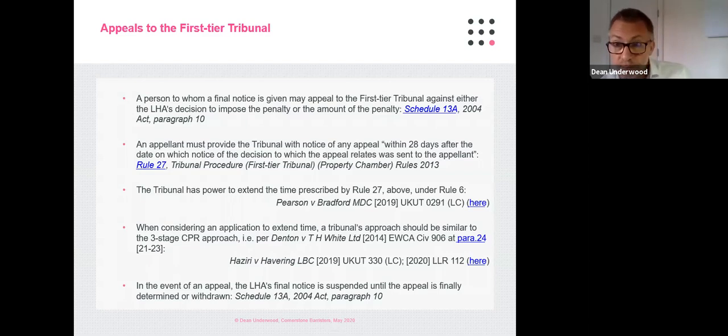In the event of an appeal, importantly, a local housing authority's final notice is suspended until the appeal is finally determined or withdrawn, as a result of which, if there is an appeal, payment does not become due under that notice until the appeal has been finally disposed of.